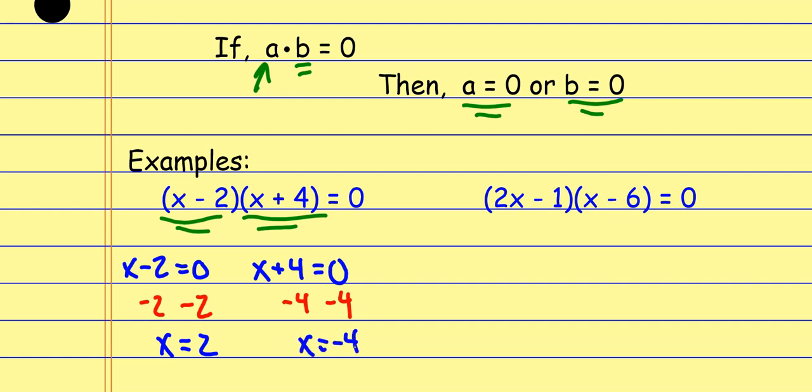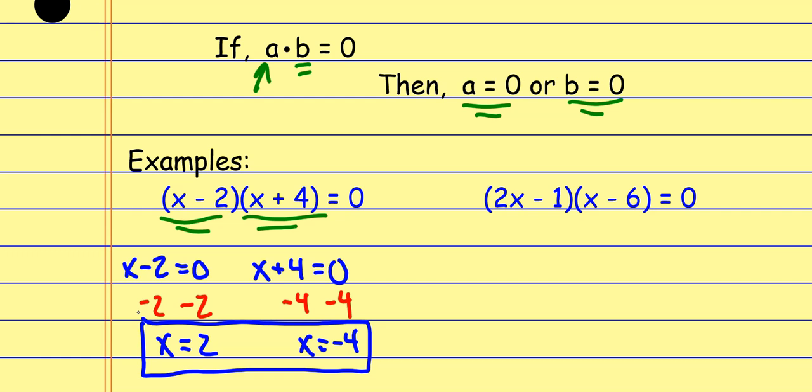And so what ends up happening here is I get two solutions. I have x equals 2 and x equals negative 4. And that's it. And you can plug each of those back in. If you plug the 2 in, it gives you 0 in that first parentheses and a 6 in the second parentheses. It's giving us 0 times something. 0 times 6 is 0.